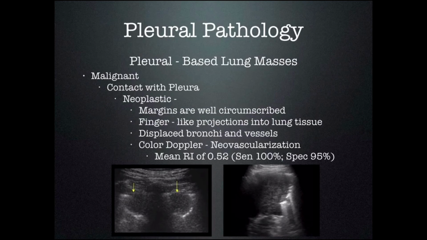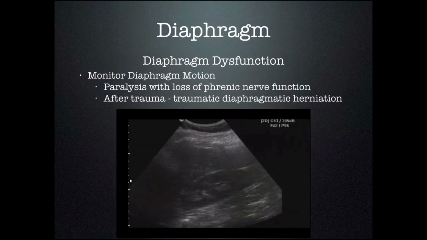Color Doppler is a useful tool for determining if the lesion is benign or malignant by demonstrating this neovascularization. You can use what's called the resistive index, using spectral Doppler, to look at the flow inside the mass. A resistive index of 0.52 has a sensitivity of 100% and a specificity of 95%. This can be very useful in differentiating benign versus malignant lung masses. However, if you find a lung mass, you really should do CT imaging, and this is really beyond the scope of this lecture.